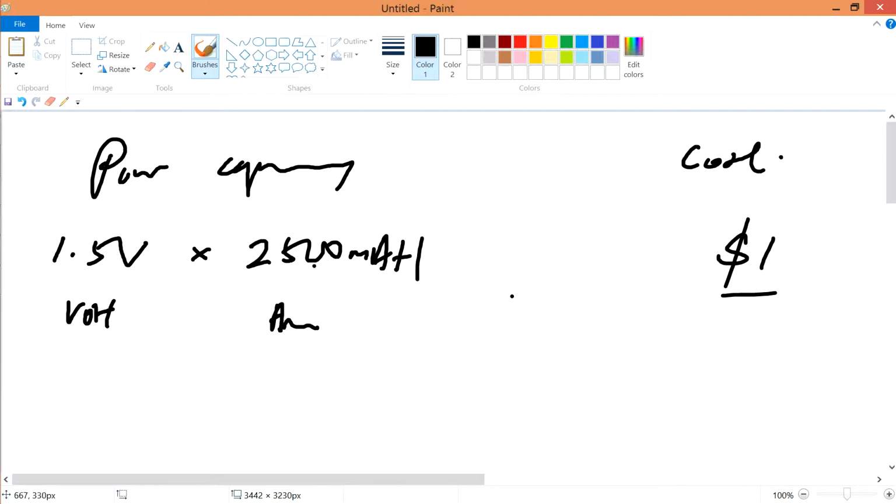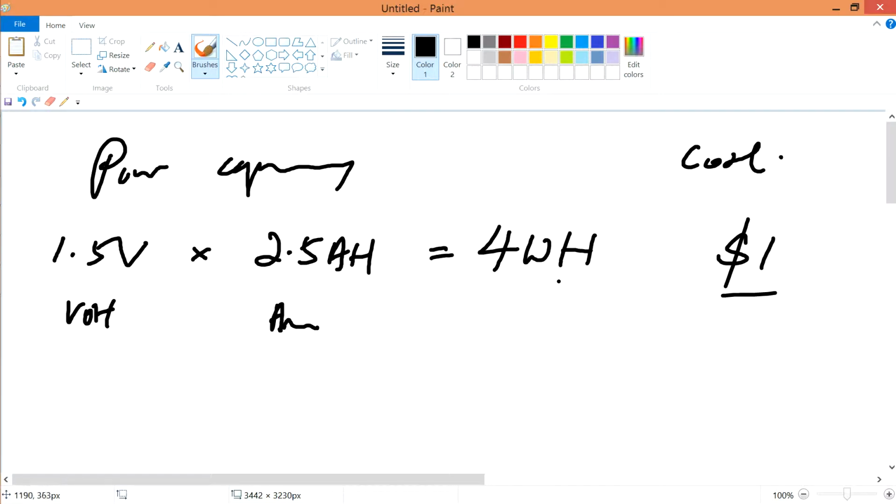So this one is in terms of milliampere. If I change to ampere hour, I'll have 2.5 ampere hour. Just switching the SI unit only. So I have 2.5 ampere hour, and this will give you equals to 4 watt hours.